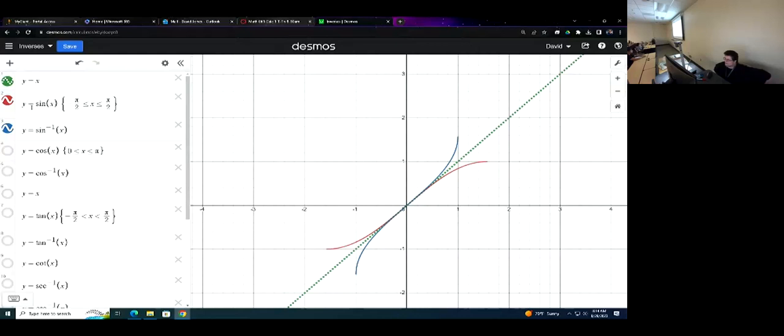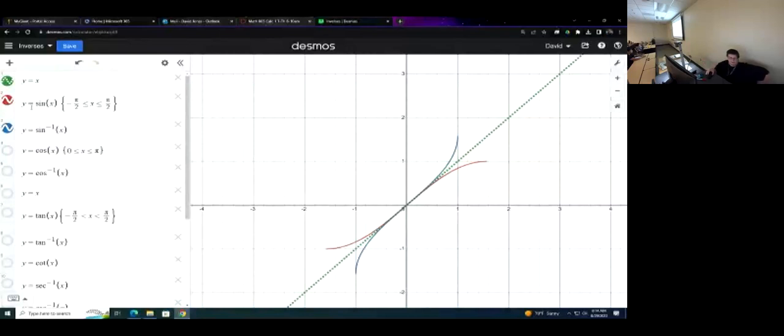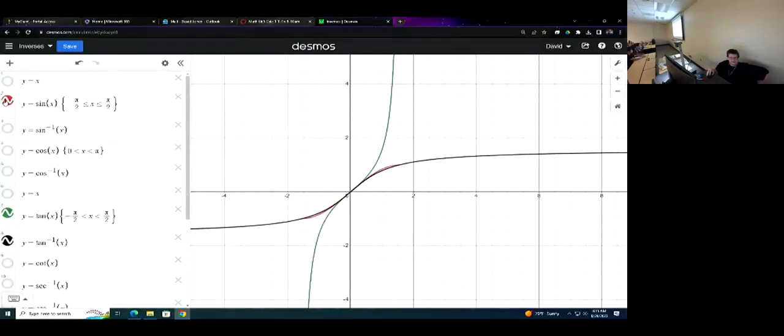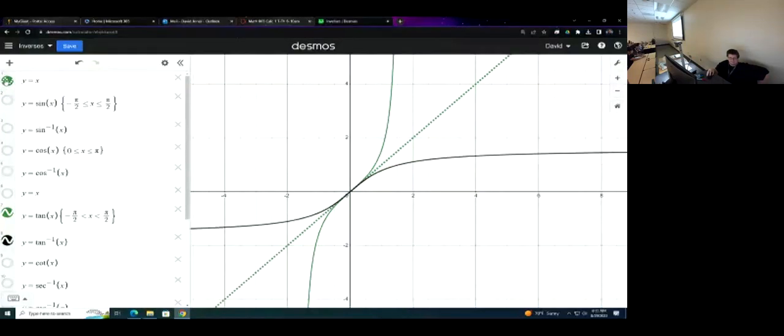When you take the inverse of something, you swap x and y, and so that happens across the y equals x axis. And so we can see the tangent like that. And if we look at tangent inverse, it's like that. We still have the reflection across the y equals x.